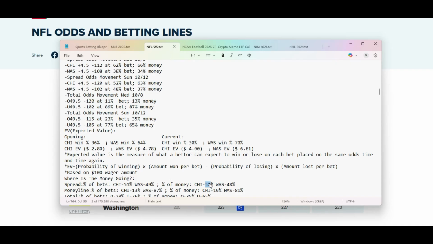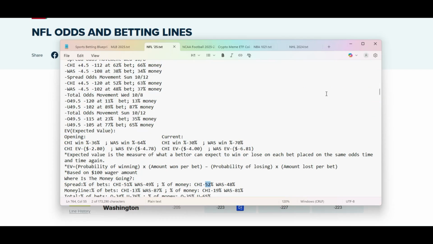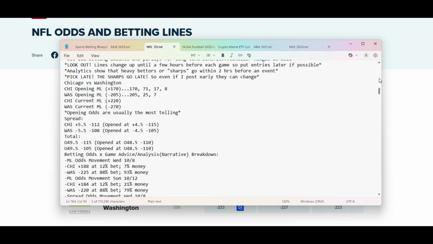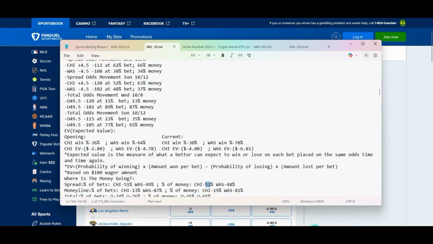Now the money has changed down by 11% as of yesterday. And their cost went from minus 112 to minus 10. Washington, go back down. Okay, they're back down to minus 112, from minus 120 to minus 112. As you can see here, minus 112 for Chicago, minus 108 for Washington. So they went down from, plus, they went up from minus 102 to minus 108. So they're back where they were on Wednesday.